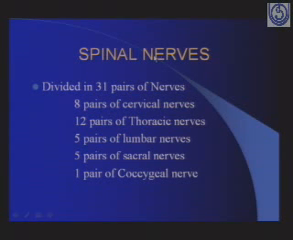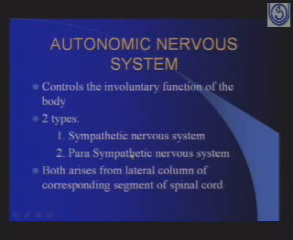The spinal nerves are part of the peripheral nervous system. There are 31 pairs of nerves: 8 pairs of cervical, 12 pairs of thoracic, 5 pairs of lumbar, 5 pairs of sacral, and 1 pair of coccygeal nerves.